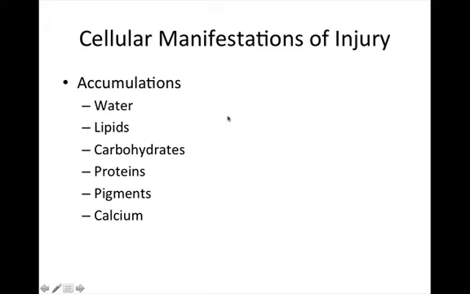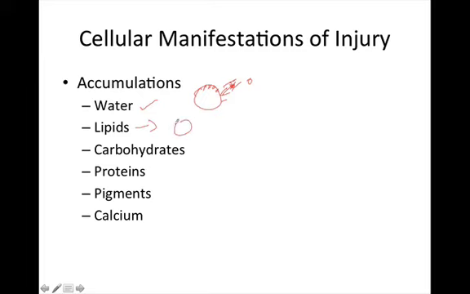Now when it comes to manifestations of injury, we already talked about the water aspect of this. With these hypoxic injuries, water can accumulate in cells and cause them to swell. As long as we deal with the injurious agent, for example, if a tissue is ischemic, we restore blood flow, and as long as the cell membrane still remains relatively intact, this can be a very reversible injury. We just saw an example of lipid accumulation. That's probably the most classic example, in an alcoholic liver.